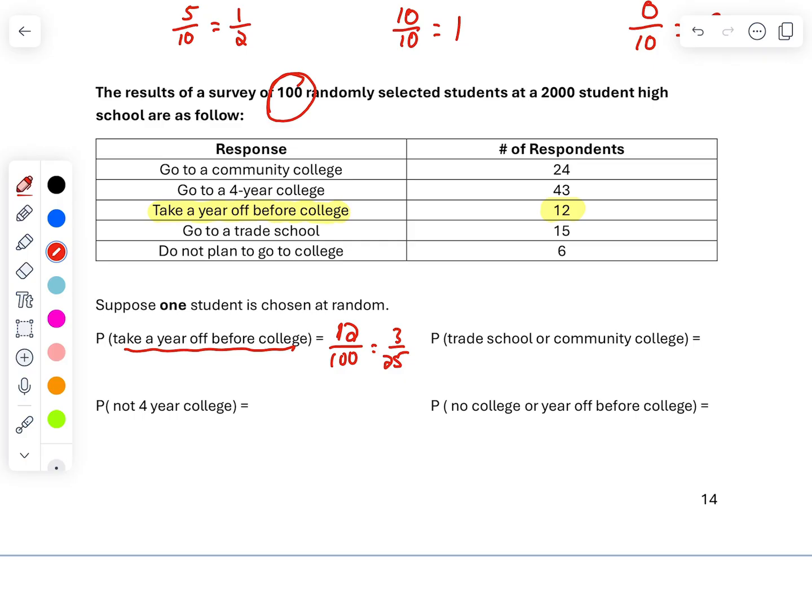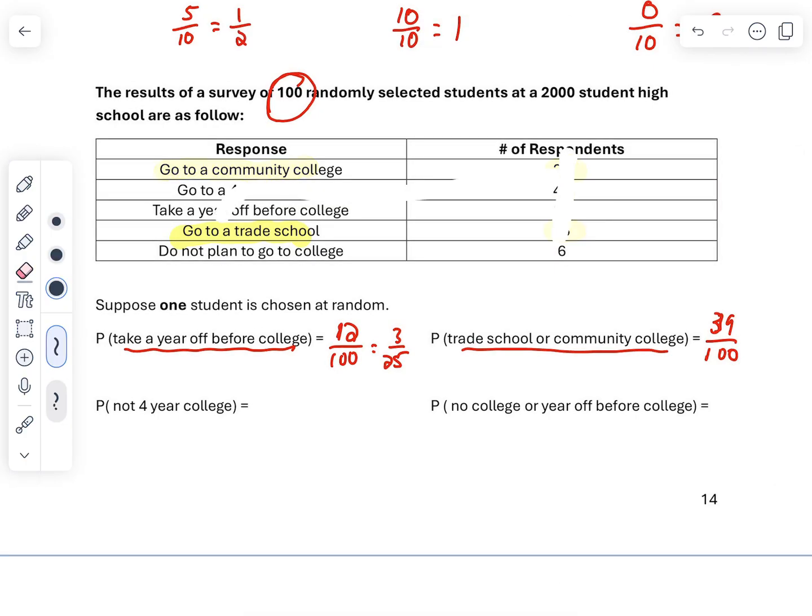Now the probability of a trade school or a community college. So we want to find that. So trade school or a community college. So if we add 24 and 15 there, we get 39, again, out of 100 people. It's about 39% chance there.